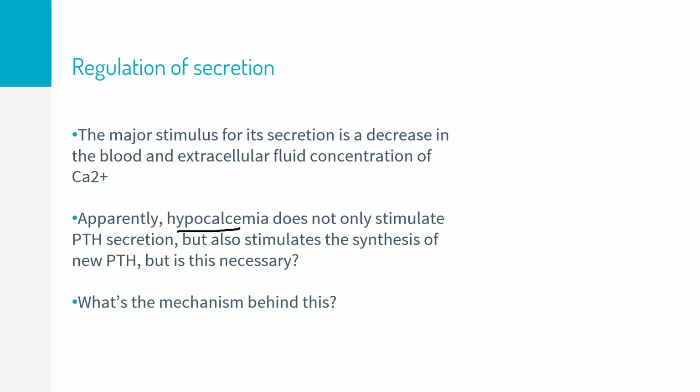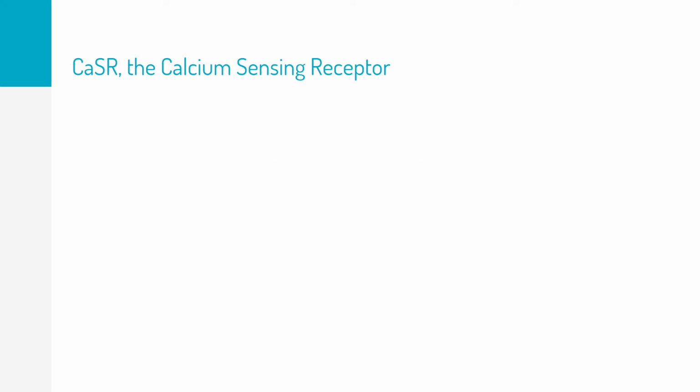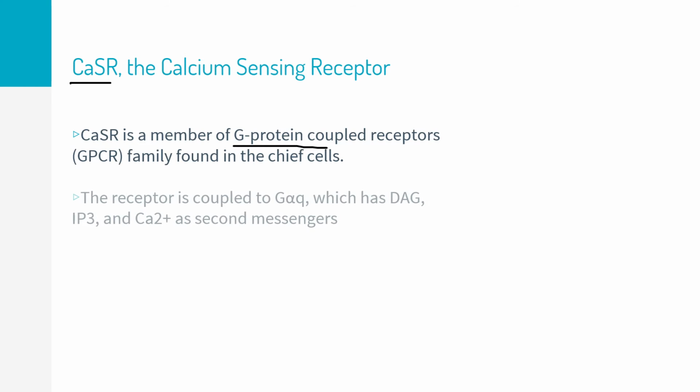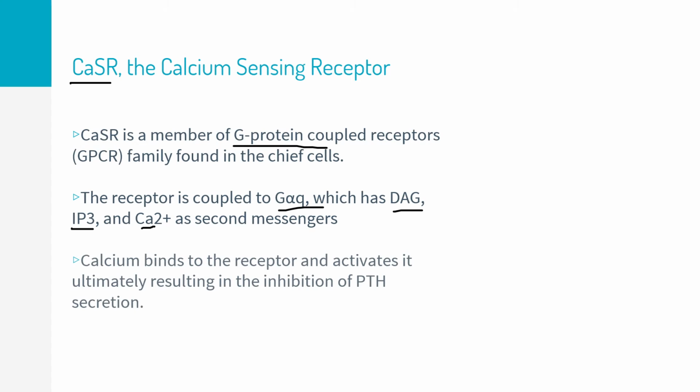So what's the mechanism behind this? The mechanism lies in a receptor called the calcium sensing receptor, CaSR for short. This receptor is a member of the G protein coupled receptors and is found mainly in the chief cells. The receptor is coupled to G alpha Q, which has diacylglycerol, inositol triphosphate and calcium as second messengers. So calcium binds to the receptor and activates it. This ultimately results in the inhibition of parathyroid secretion.